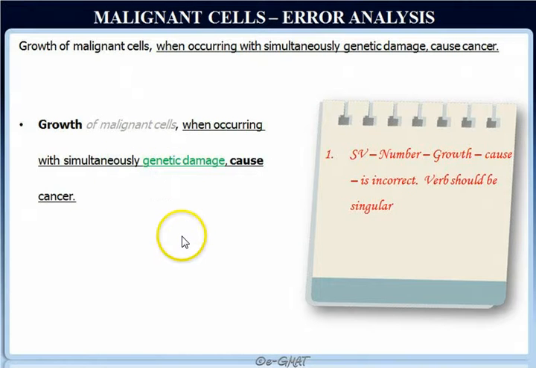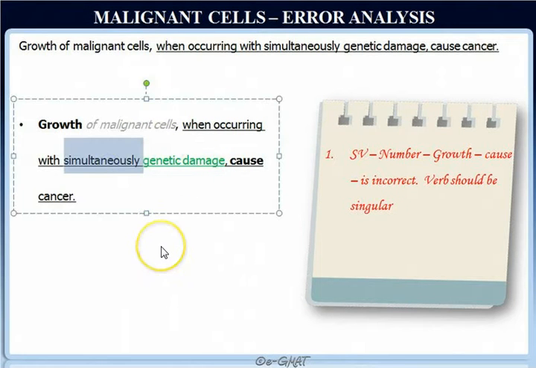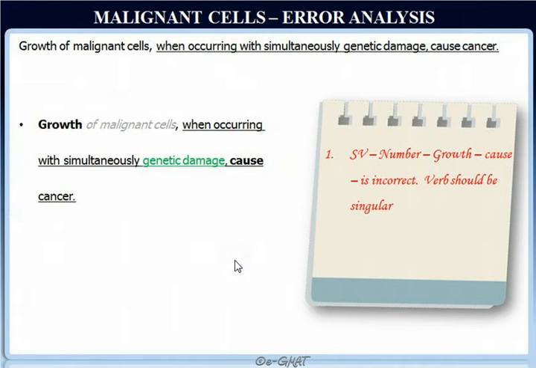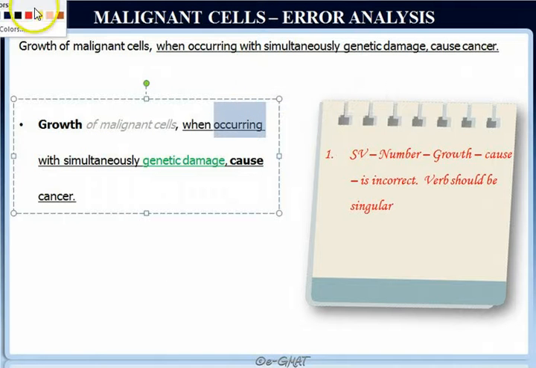However, in the context of this sentence, what you're really saying is that when growth of malignant cells happens at the same time as the genetic damage does, then it leads to cancer. So simultaneous actually should modify occurring. It should say that when growth of malignant cells happens simultaneously with the occurrence of genetic damage, then it leads to cancer. So simultaneous should be associated with occurring, and so these two should be together.